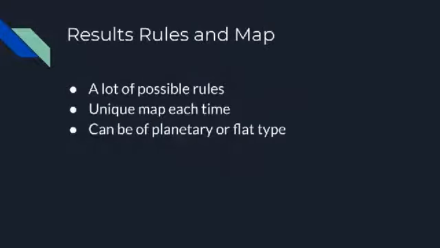Result. There are a lot of possibilities for the rules to be. For example, the map has a lot of variable length, height, has a different gravity, and a lot of stuff. And we have a lot of possible maps that the player can play. Each one is unique and is generated at the start of the game. Also, the map can have one of two forms, either a flat map or a planetary map, meaning like a planet.